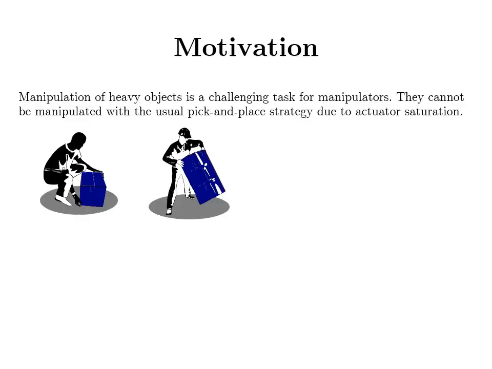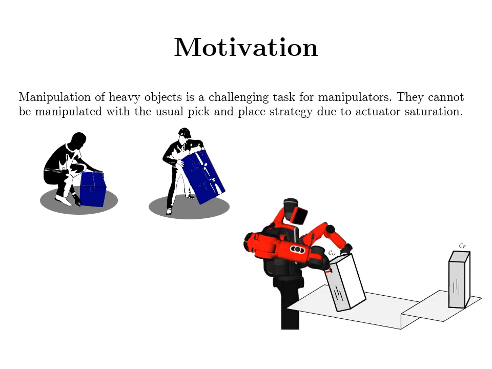Manipulation of heavy and bulky objects is a challenging task for manipulators and humanoid robots. An object is considered heavy if the manipulator's joint torques are not large enough to balance the object weight while lifting it off the ground. Therefore, heavy objects cannot be manipulated with the usual pick-and-place strategy due to actuator saturation.